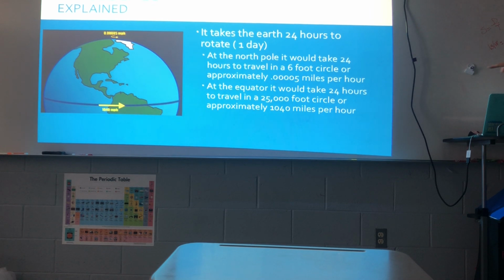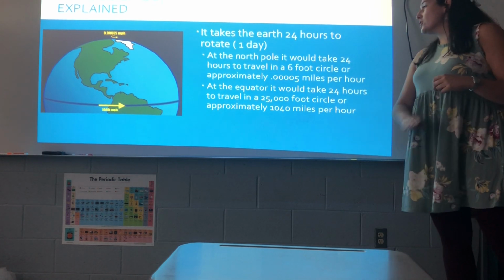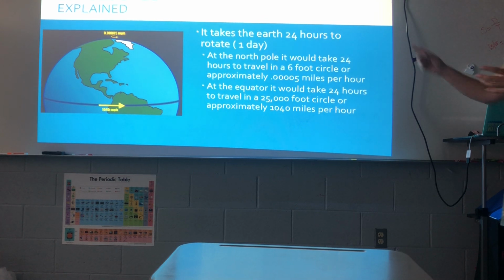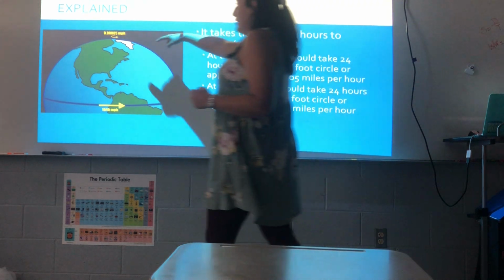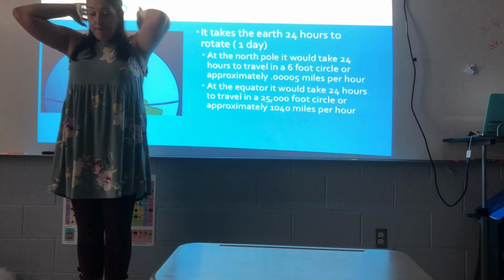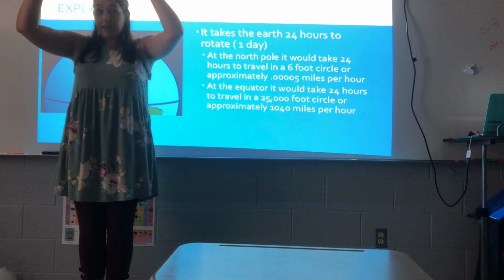At the equator, though, it takes 24 hours to travel 25,000 feet. So at the equator, the Earth is spinning at 1,000 miles an hour. So think about the Coriolis effect like this. If you were standing at the North Pole and you threw a ball towards the equator, you're not moving here. It's going 1,000 miles an hour at the equator.